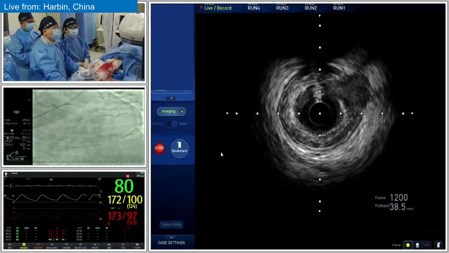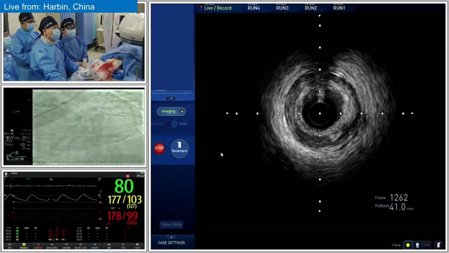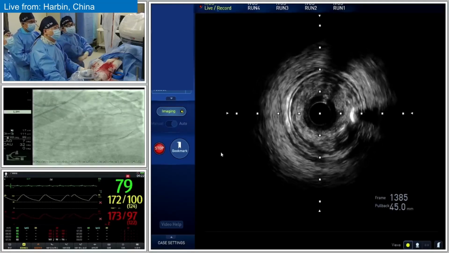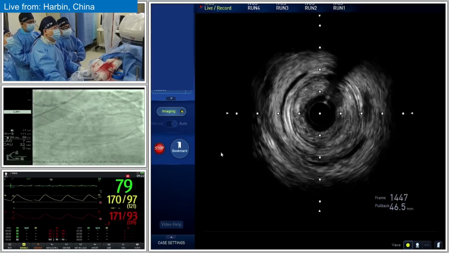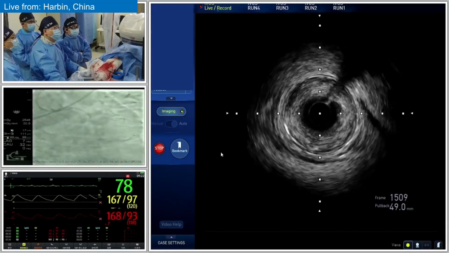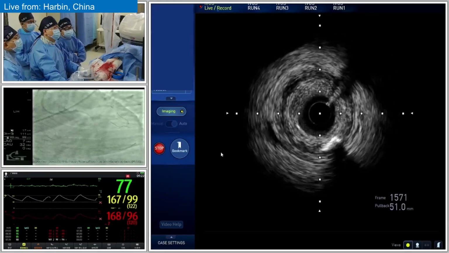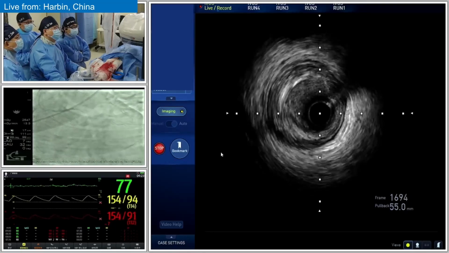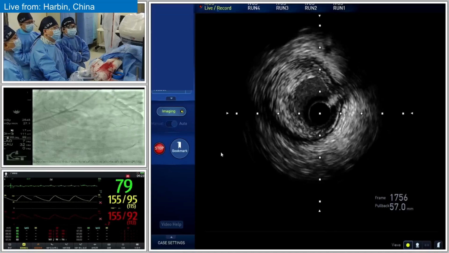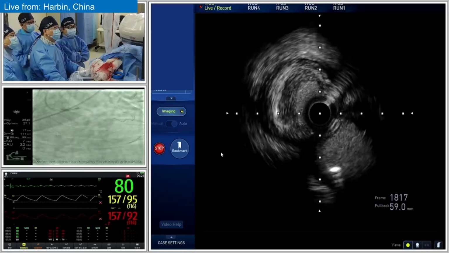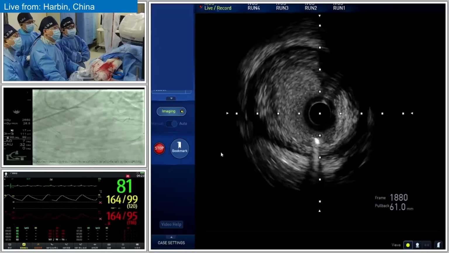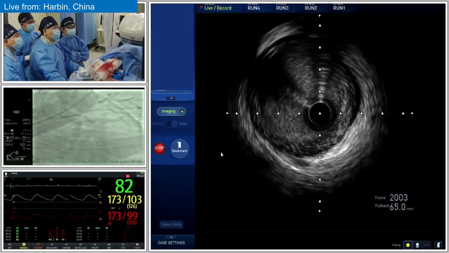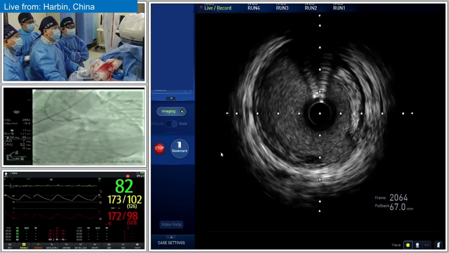I think there is no optimal landing zone for stenting because of the diffuse plaque burden. The lesion is diffuse, and I think the plaque is fibrous, not calcified plaque, but there's no good spot to land the stents. And then what's next?